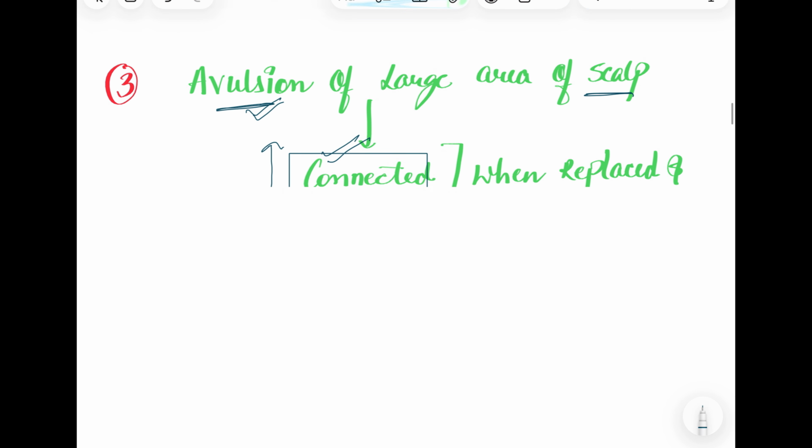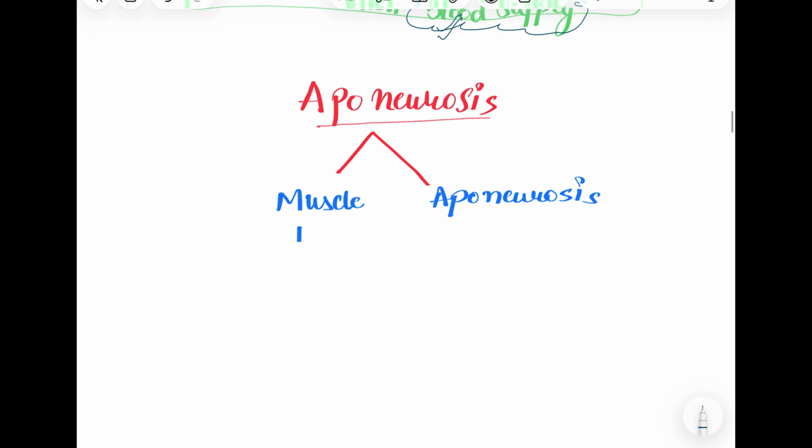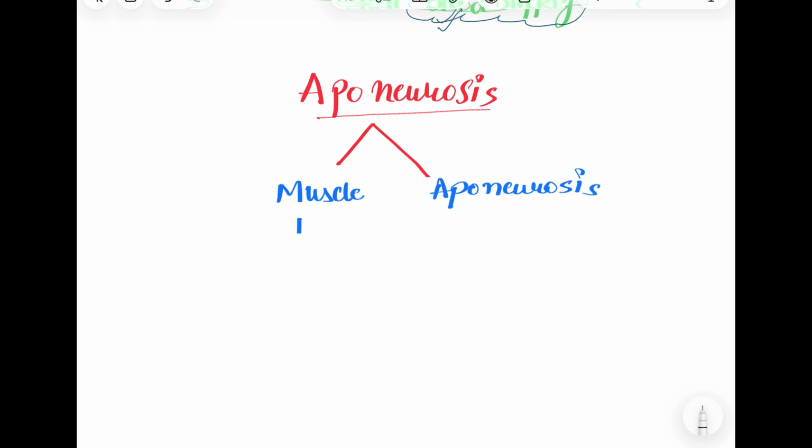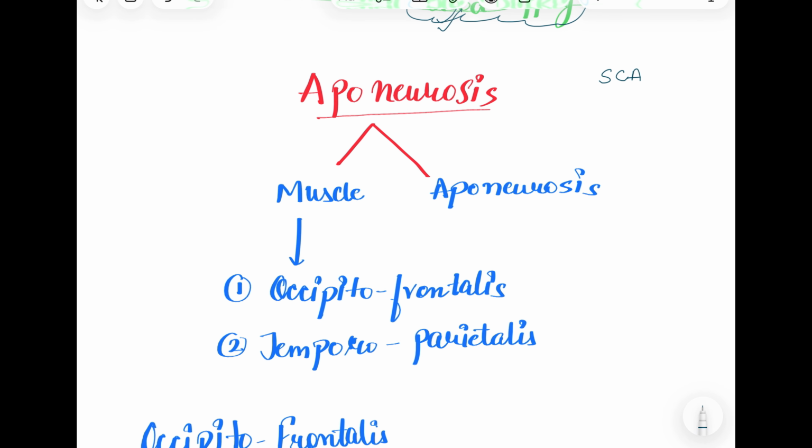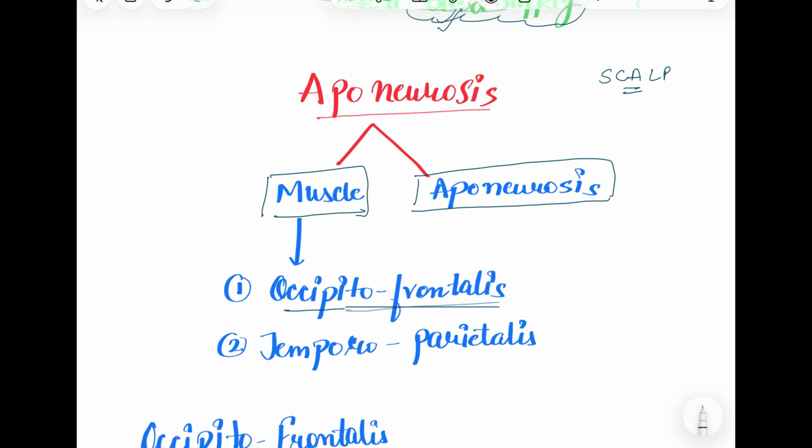Now taking over your third layer, which is your aponeurosis. So SCALP, we'll be talking of A over here. Aponeurosis has got two parts. One is the muscle which is present in this layer. The other is the aponeurosis of that muscle. So we'll be talking of two muscles over here, that is the occipitofrontalis muscle and the temporoparietalis muscle, and the aponeurosis is the galea aponeurotica.